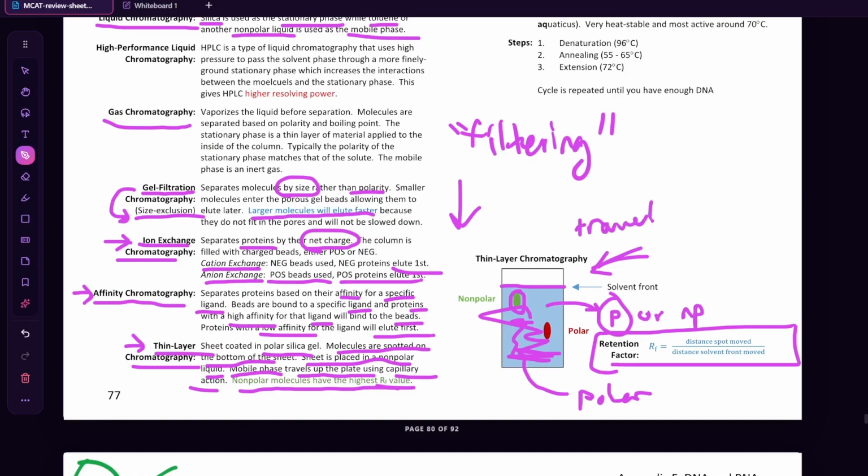The solvent carries it, and the moving liquid easily sweeps the nonpolar molecule right up to the top, where the solvent front is. Because the nonpolar molecule travels almost as far as the liquid, it gets a high retention factor, which is close to 1. The retention factor is the distance the spot moved over the distance the solvent front moved. It would be closer to 1 because it's moving almost as far as the liquid.